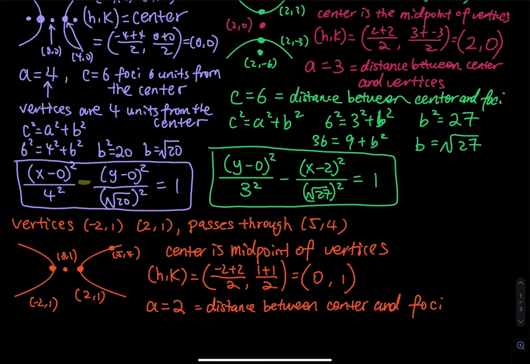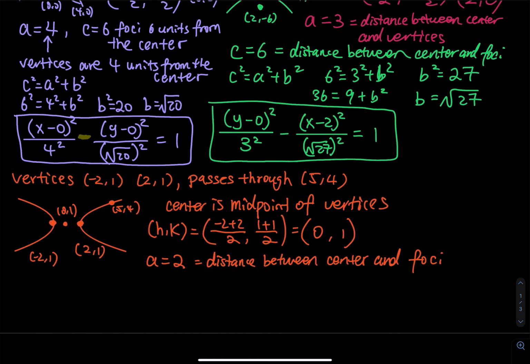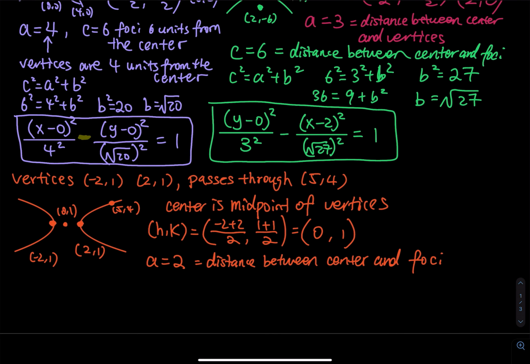And then what else? I do not have foci, so therefore I cannot find c right now. And without c, I cannot find b as well. So that's why for this problem, we have to plug in everything we have so far. So for a horizontal hyperbola, we have x minus h square divided by a square minus y minus k square divided by b square equals to 1.